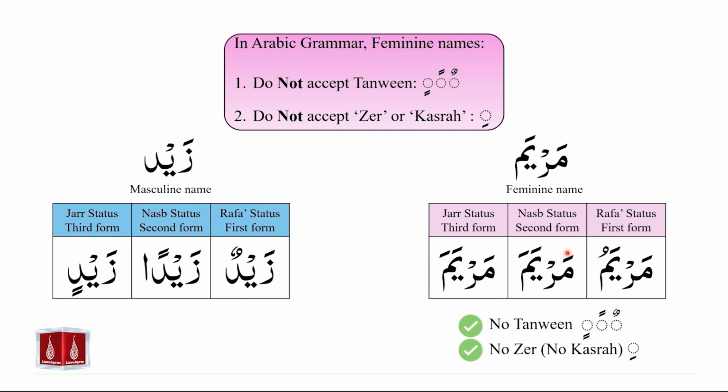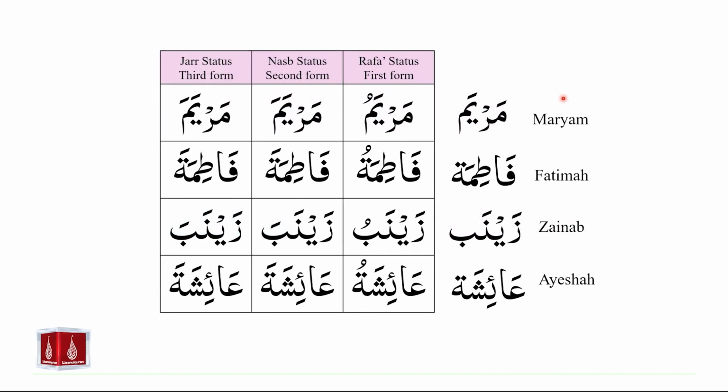Maryamu, Maryama, Maryama meet the two criteria, that is, absence of tanween, and secondly, not accepting Zair. Let us do practice of the three forms of feminine names. For Ism Maryam, we have Maryamu, Maryama, Maryama. Maryamu represents Rafa status, Maryama represents Nasab status, Maryama represents Jar status, and in the Jar form, it will not accept Zair.